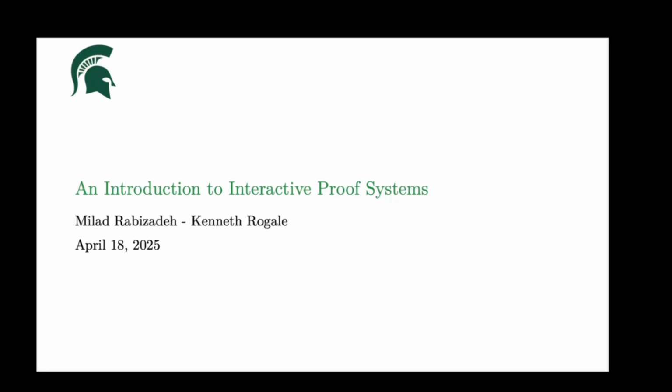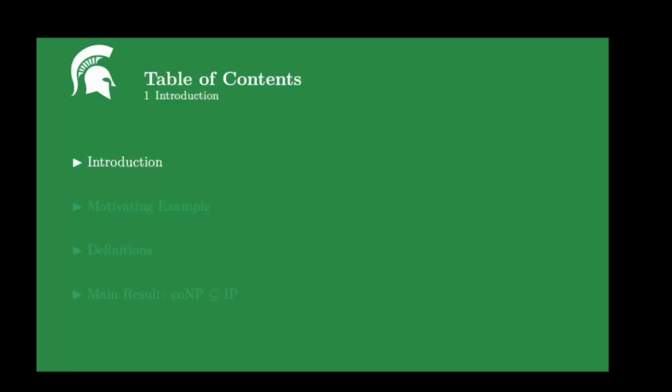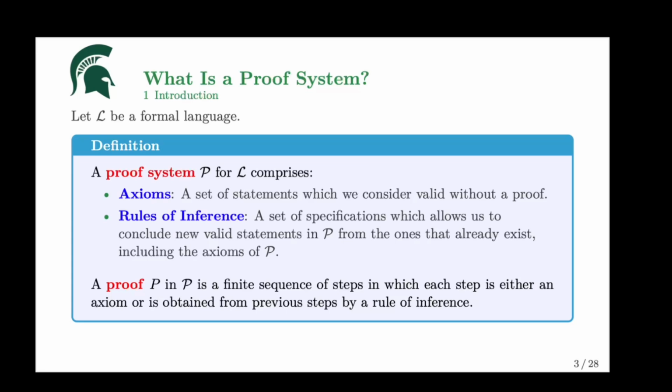In this presentation, we will guide you through the foundations, motivations, and one of the most important results in the field, which is how the class coNP is contained in the class of interactive proofs. We begin the presentation by introducing the topic and illustrating the concept of interactive proof systems with a clear example. Then, we explore the formal definition of the model and conclude by presenting our main result, that coNP is contained in IP.